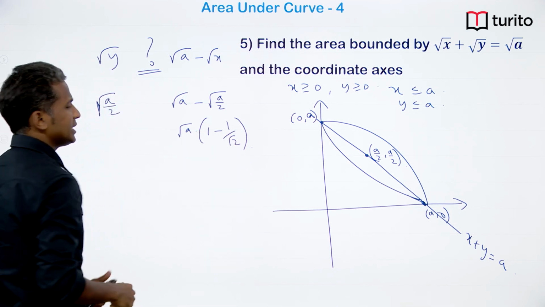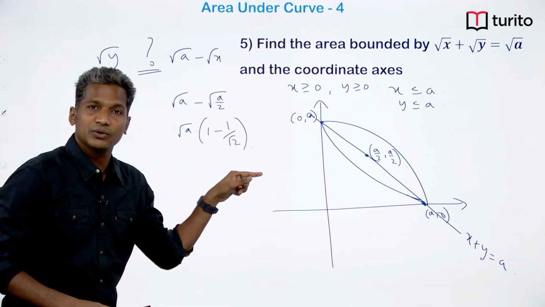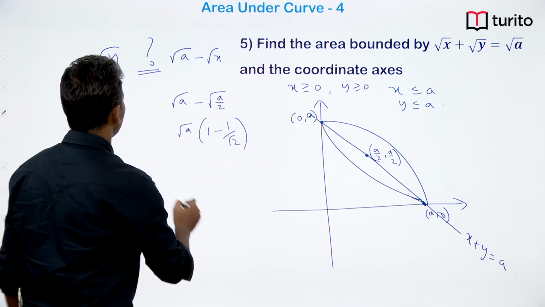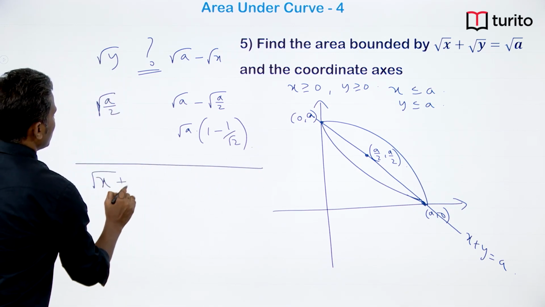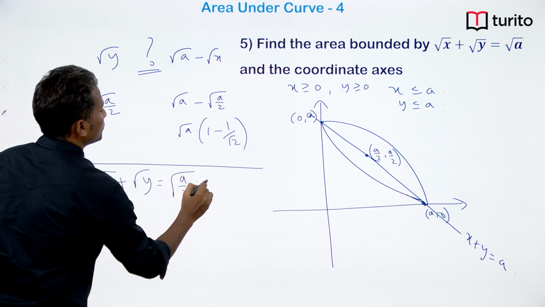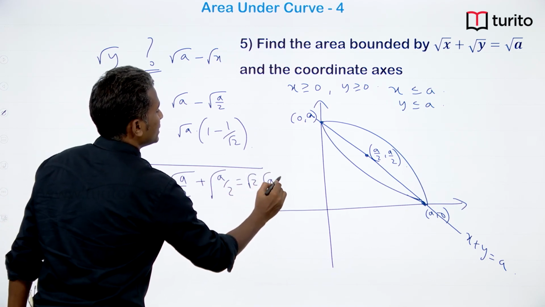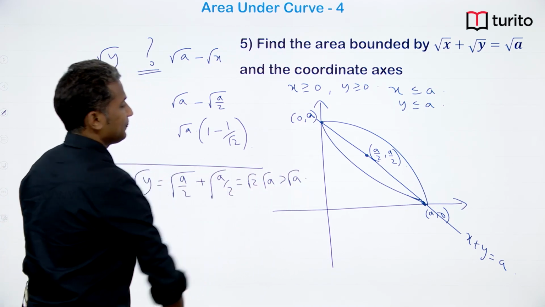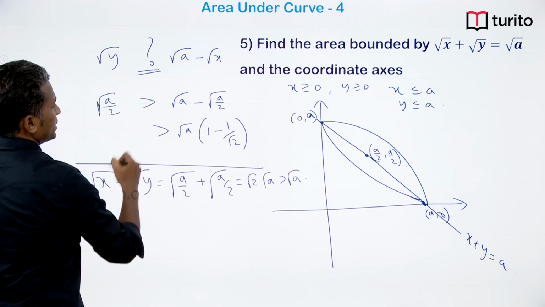Now, we have to only check whether this is actually greater than root a by 2 or less than root a by 2. So, this is going to confuse you more. Instead of this, let us verify this. Root of x plus root of y, this will come out to be root of a by 2 plus root of a by 2, which will give us root 2 into root a. This is definitely greater than root a. So, that means this is going to be definitely greater.